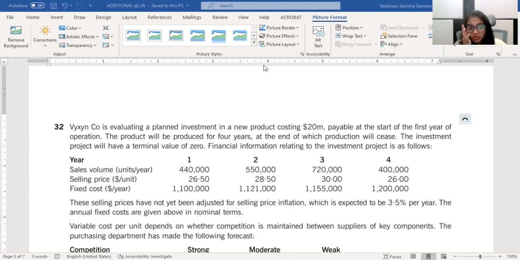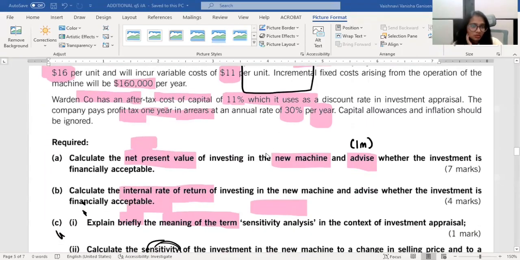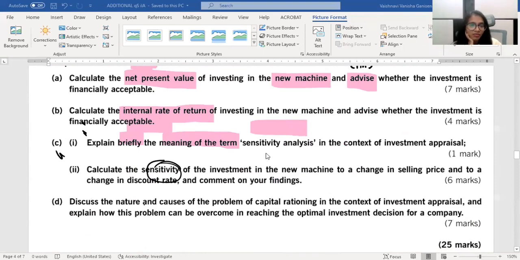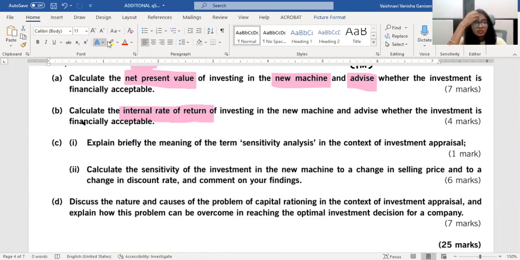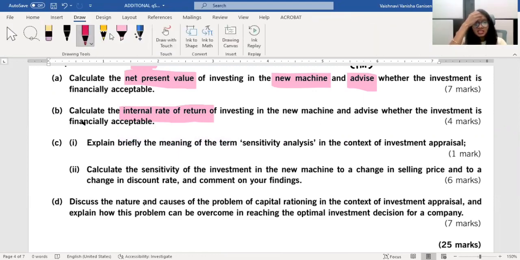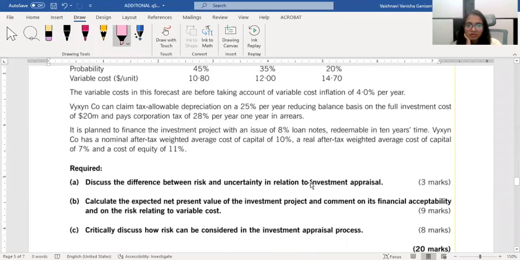So I'm going to start with Vixen Co. And then I will do the sensitivity analysis of Warden Co. Here you can see we have part C, which relates to sensitivity analysis. And if we have enough time, we will do one theory question. Okay. So, Vixen Co. What is Vixen Co talking about? How do we do this question?